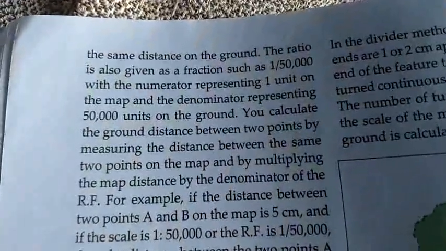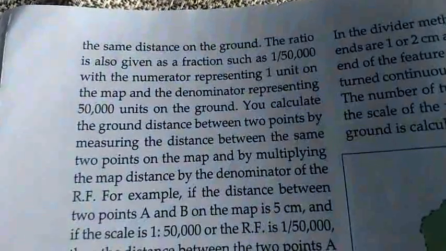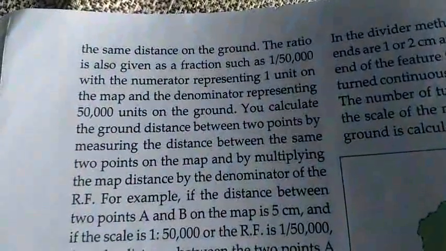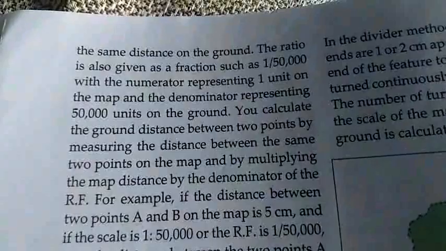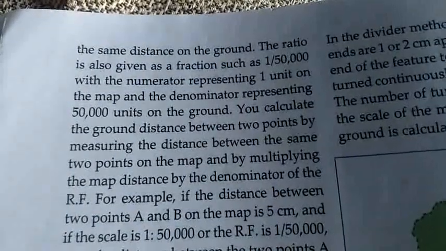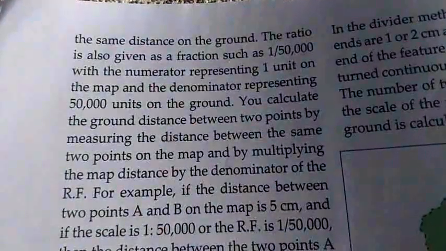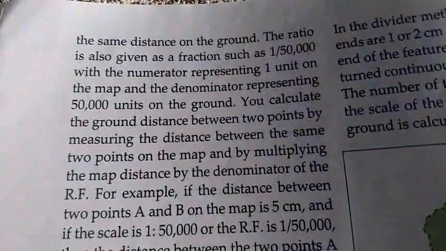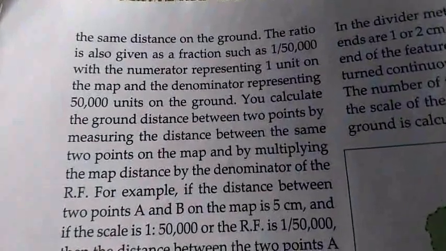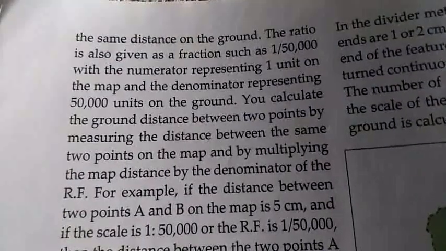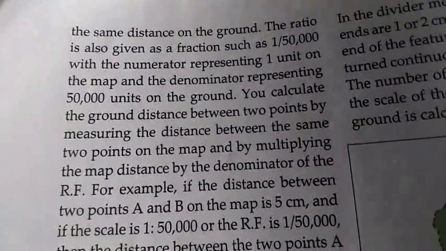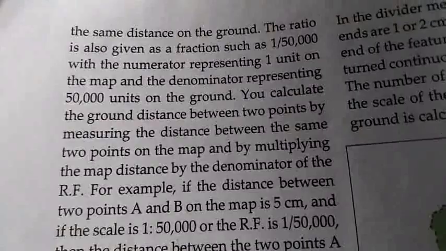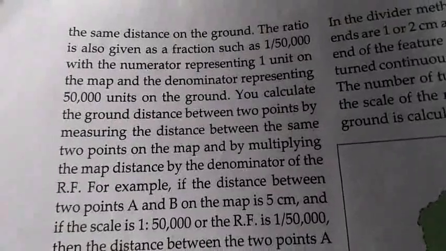The ratio is also given as a fraction such as 1/50,000, with the numerator representing 1 unit on the map and the denominator representing 50,000 units on the ground. You calculate the ground distance between 2 points by measuring the distance between the same 2 points on the map and multiplying the map distance by the denominator of the RF.